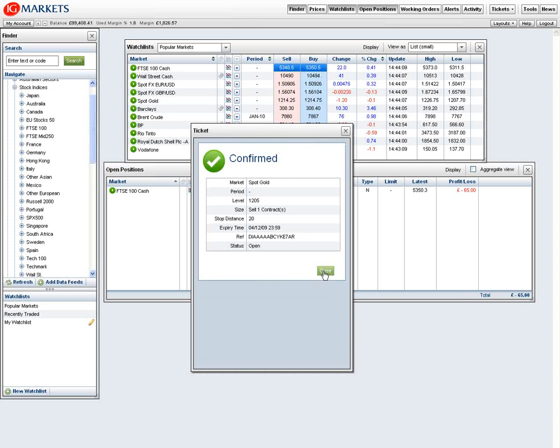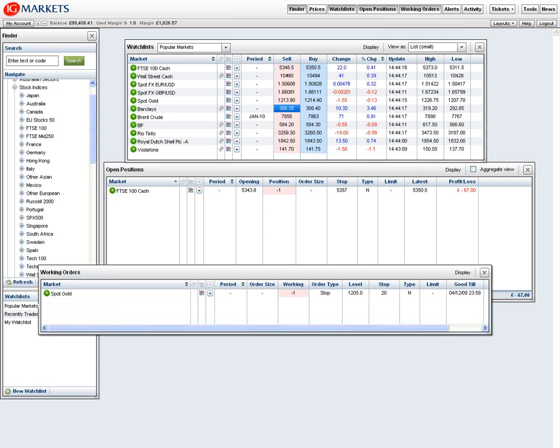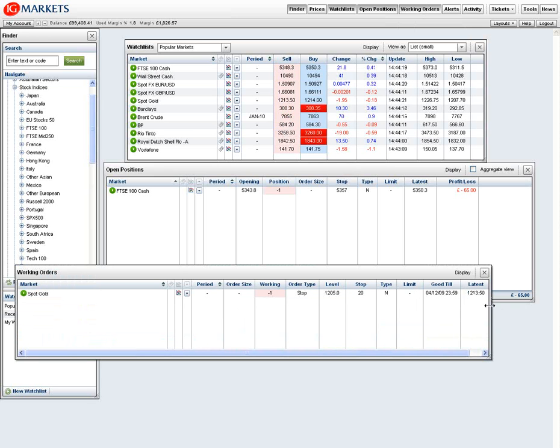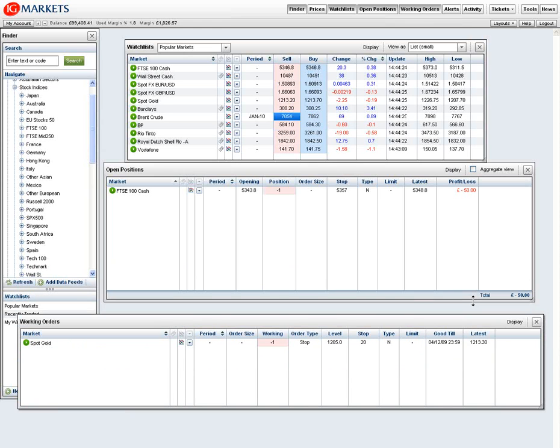Of course it doesn't change my open positions window. So my open positions remains the same. It's my FTSE trade there. But if I go to working orders, you can see the order I just placed on gold. So there's my order on gold waiting to happen. At the moment I'm not short gold, but my order's in at 12.05. And that's where the market is currently, 12.13.